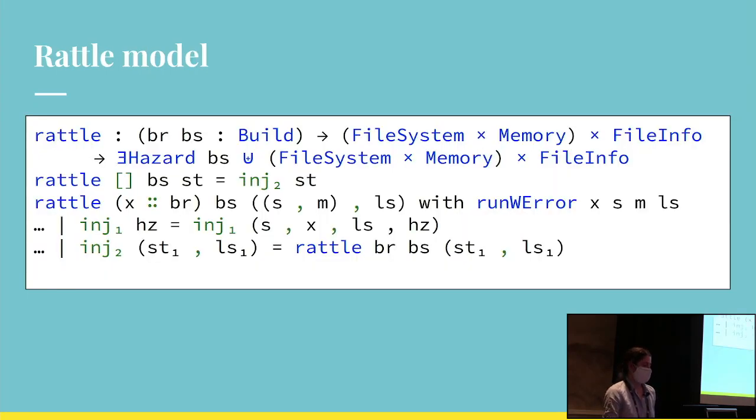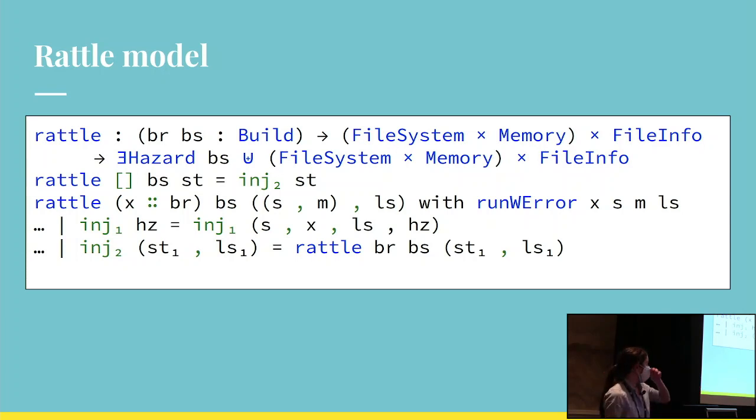So our model of Rattle, just like Fabricate, extends the behavior of the script with a memory. But unlike Fabricate, Rattle checks for hazards. So we have this new run with error function, which asks the memory, should I run this command? Has it been run before? Does it need to be run? And then it runs it, and then it extends the memory. But it also does hazard checking, and it checks if there are these three types of hazards I talked about. And it either returns evidence of a hazard, or it returns a new file system.